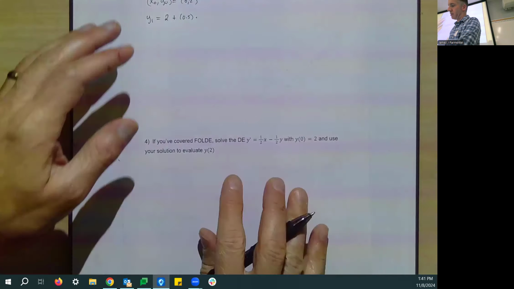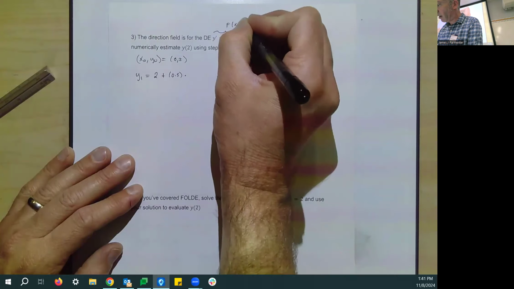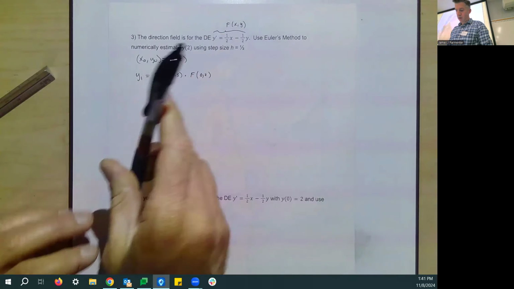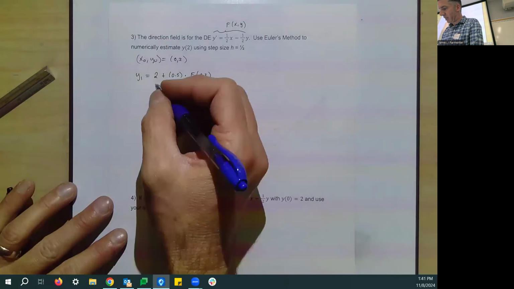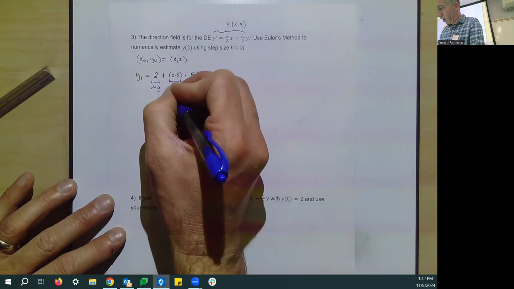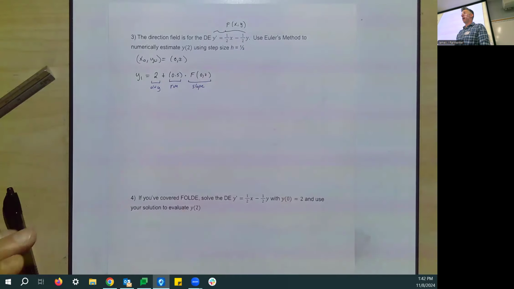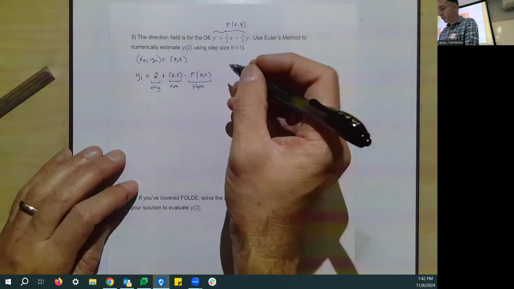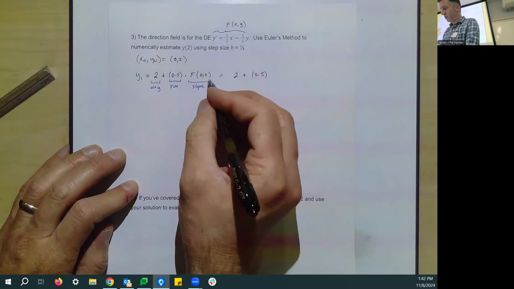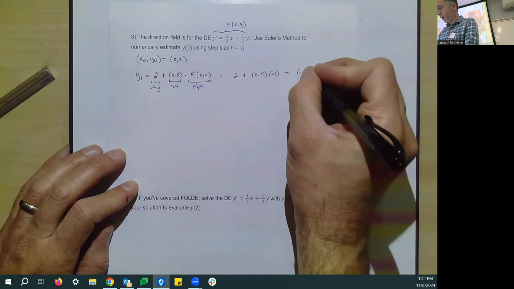Can you see that? No, you can't. Sorry, apologies. I'm going to call this f of x comma y. It's going to be f of (0, 2). I know I've said it like three times already, but I'm going to say it again: my old y value, my run or my step size, my slope. The whole thing every time. So I'm going to get 2 plus 0.5 times f of (0, 2), which is -1. So that's going to be 1.5.